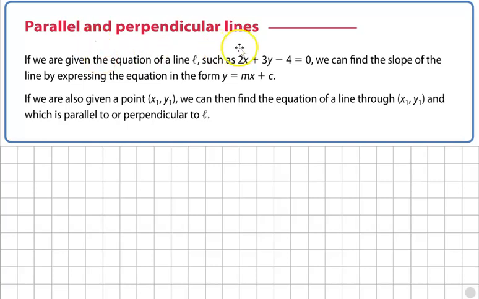Parallel and perpendicular lines. If we are given the equation of a line L, such as 2x plus 3y minus 4 is equal to 0, for example, we can find the slope of the line by expressing the equation in the form y equals mx plus c. So rewriting it with the y on its own, with y as the subject of the formula. If we are also given a point x1, y1, we can then find the equation of a line through x1, y1, and which is parallel or perpendicular to L.